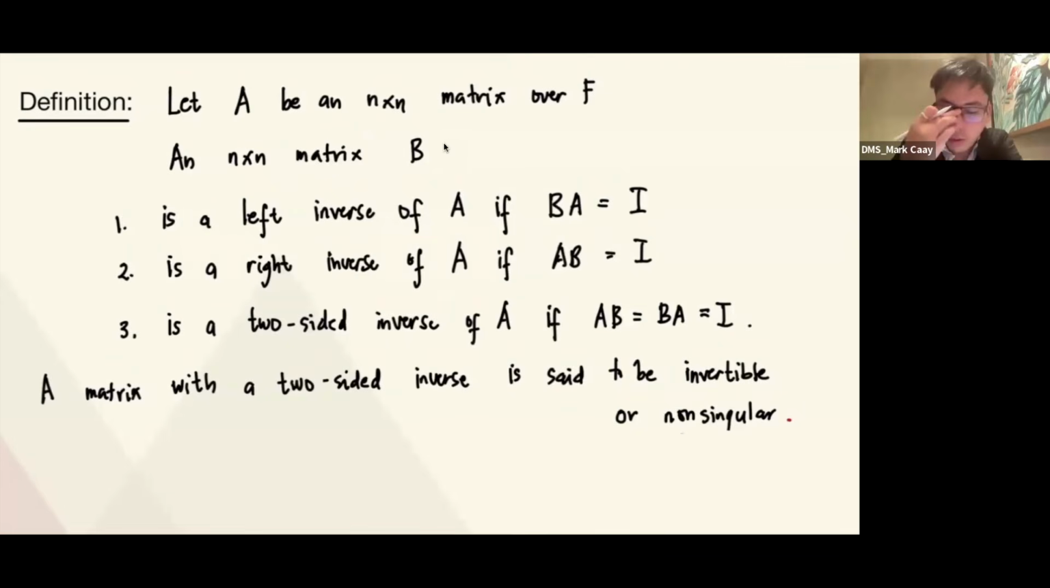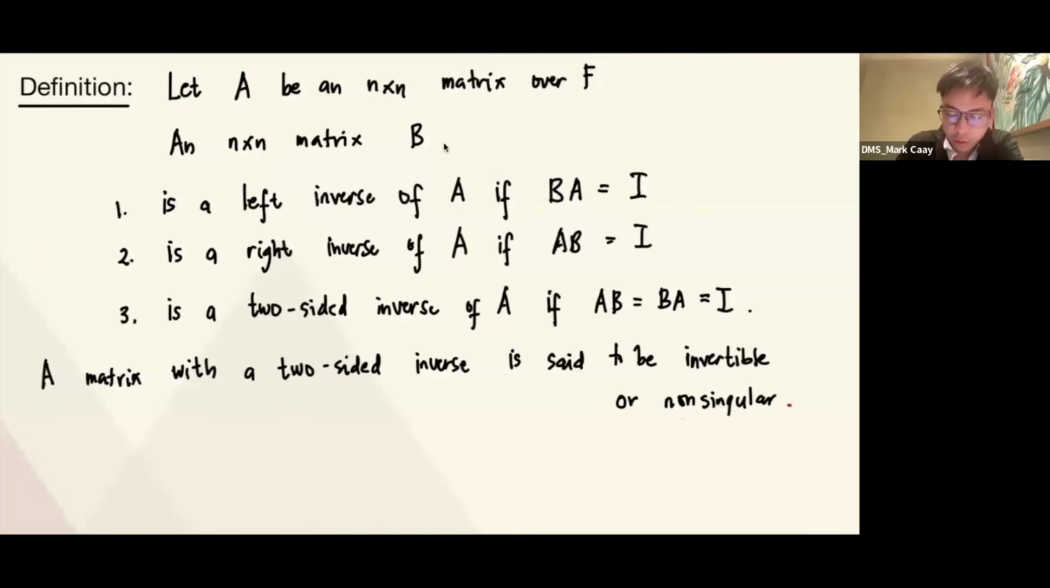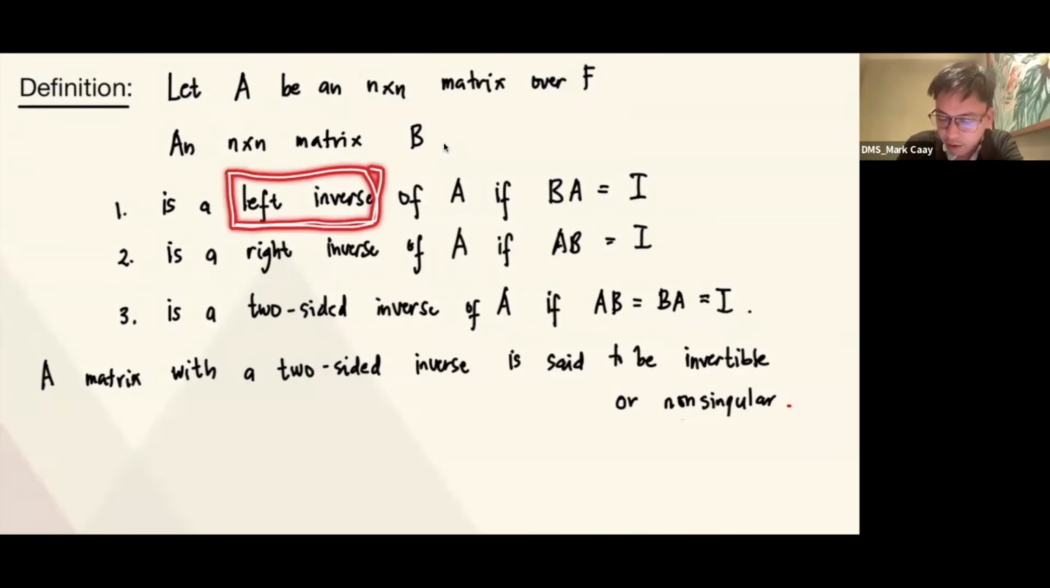Okay, so in this notion, there are actually many contexts at which we talk about the inverse of a matrix. Magkakaroon naman tayo ng inverse of a matrix even if it's not a square matrix. But in this case, we focus on an n by n matrix. So it's a square matrix. So an n by n matrix P is said to be left inverse. Naging left inverse siya of A if this one holds.